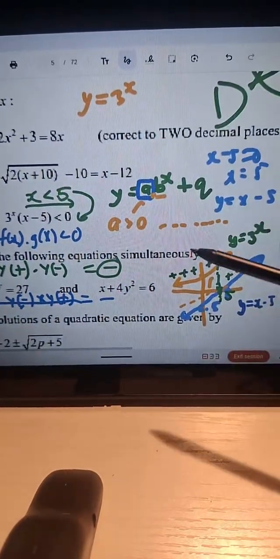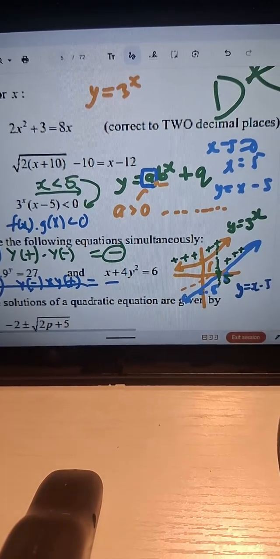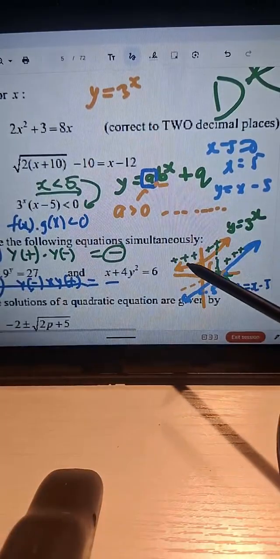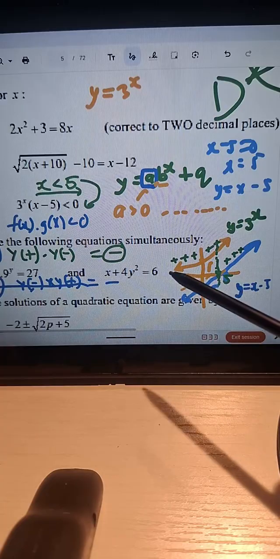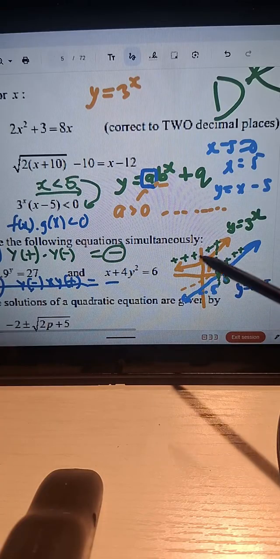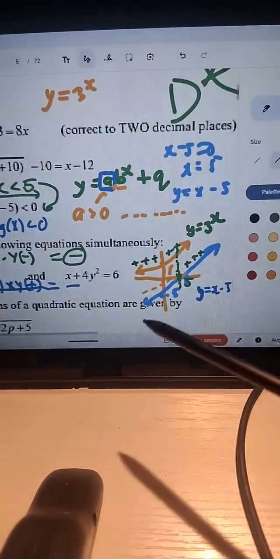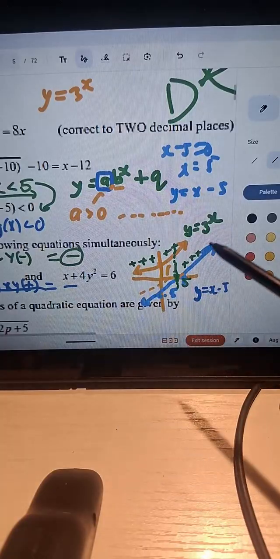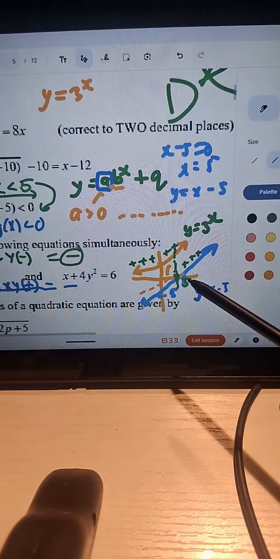Okay, this is from my graphical representation. 3 to the power x is always above the asymptote, meaning always above the x-axis, meaning it's always positive. The y values are always positive. My straight line x minus 5, here it is, guys. This is my straight line x minus 5. It passes through the x-intercept, 5.